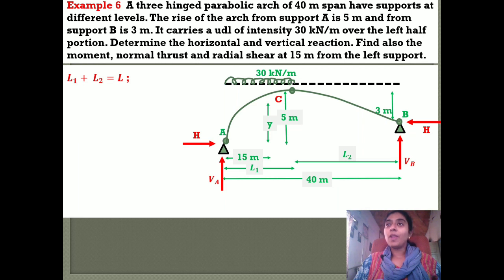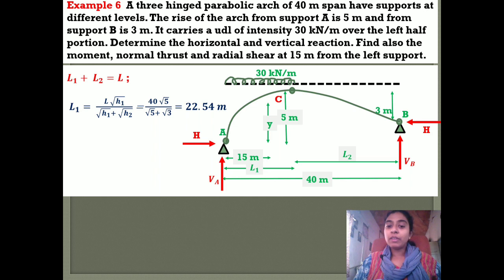See, we know L1 plus L2 is equal to L. So from the formula we know L1 is equal to L into root H1 divided by root H1 plus root H2. So we know L is the distance between the supports. Substitute L is equal to 40. We know the value of H1, that is the vertical distance between the left support and the hinge C is 5 meter, and H2 is 3 meter. Substituting the values, we get L1 is equal to 22.54 meter.